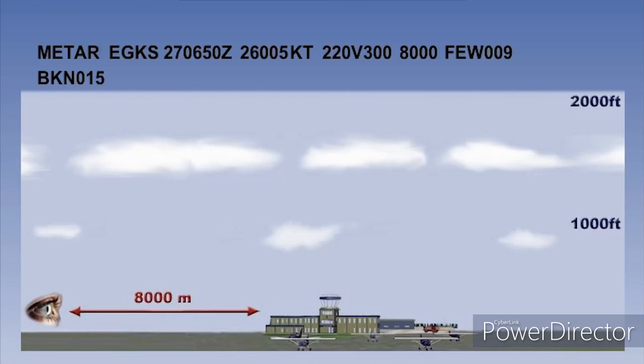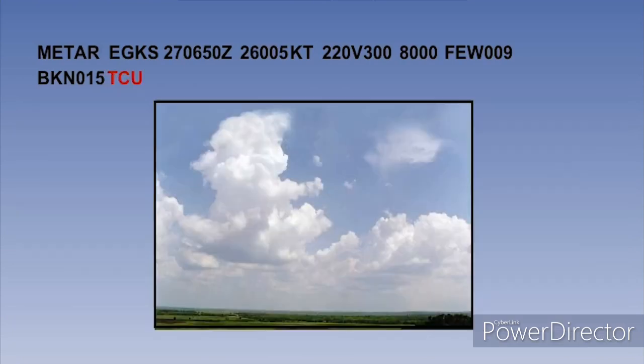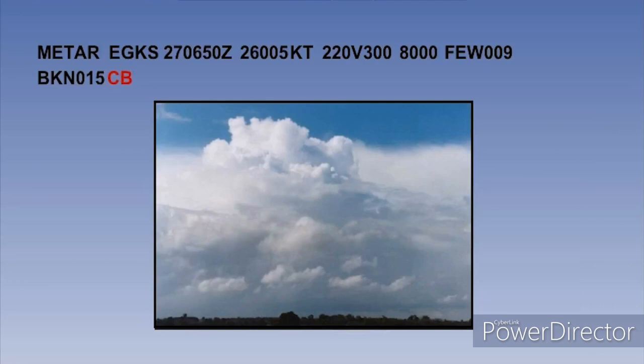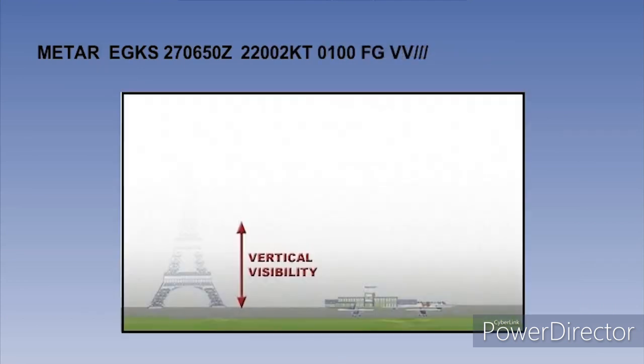Special cloud types may appear in a METAR. If so, they will be used to denote the presence of either towering cumulus cloud or cumulonimbus cloud. Occasionally, a vertical visibility can be measured in a METAR. This is represented by VV, followed by the vertical visibility in hundreds of feet, as measured by some means.